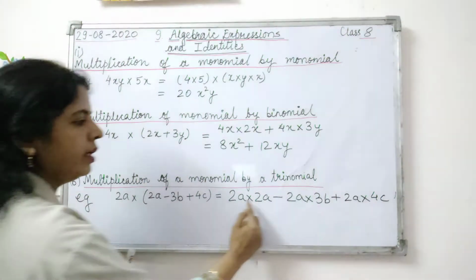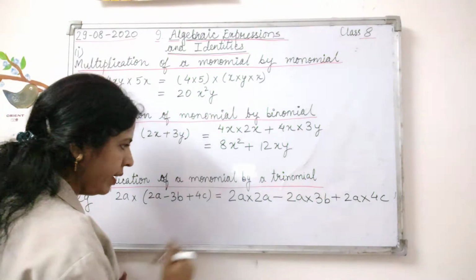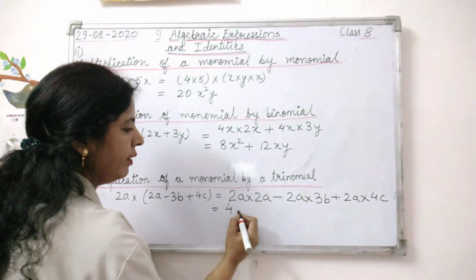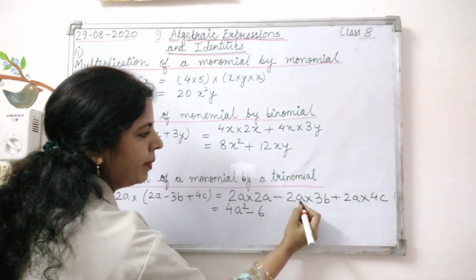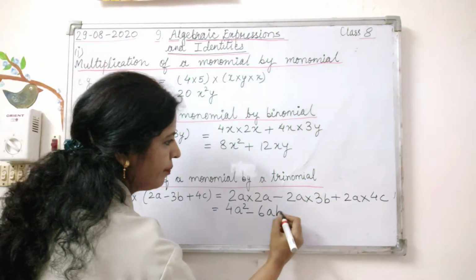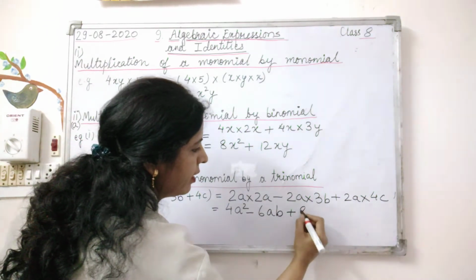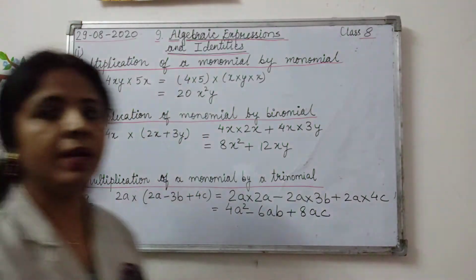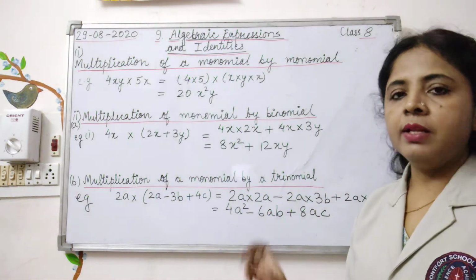Now we are getting a multiplication of monomial by monomial. Similarly here also. Now 2 twos are 4, a into a will give us a square, minus 2 threes are 6, a into b gives us ab, plus 2 fours are 8, a into c gives us ac. So this is how we can multiply a monomial by a trinomial.